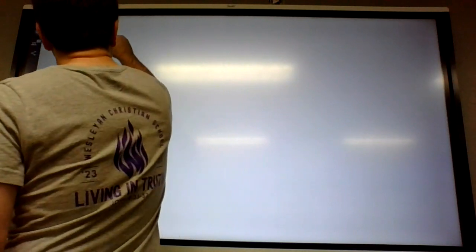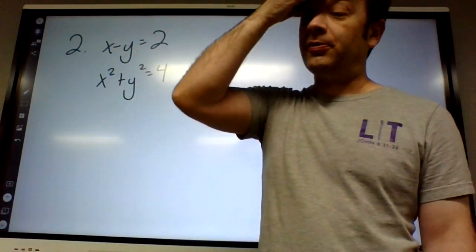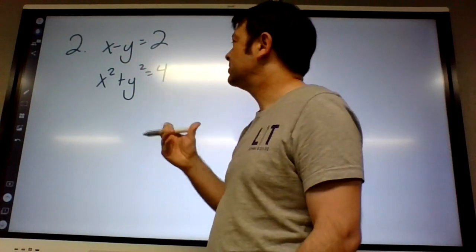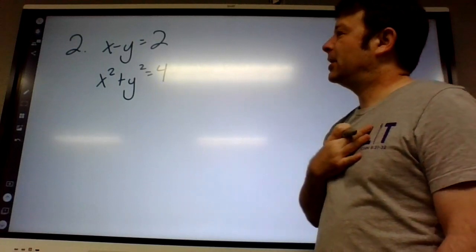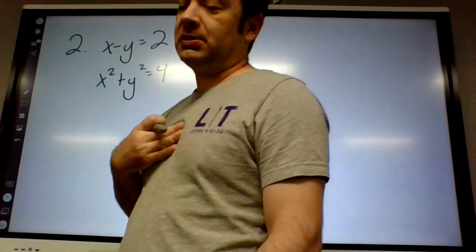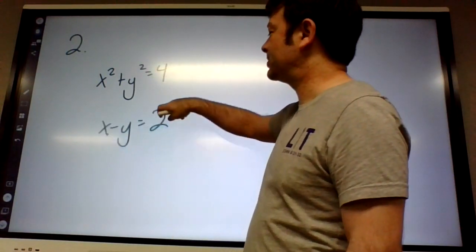X minus y plus 2, and x squared plus y squared equals 4. Okay, so it says we're supposed to say what are the coordinates where these two things intersect. But it doesn't say we have to graph it like we did at the end of the chapter. So how can I find where these two intersect?